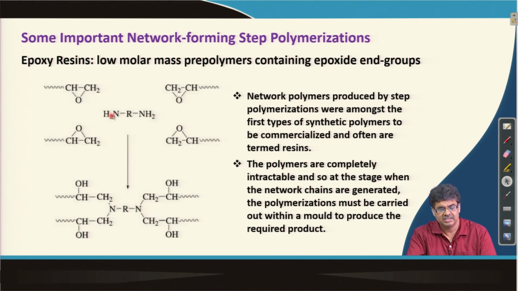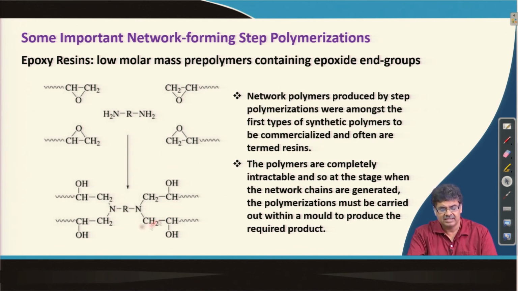Remember, in this case the functionality is 2 plus 2, unlike the reaction of, say, amine with acid where the functionality was 1 plus 1. Because it is reacting with epoxide, it has the capability to form 2 covalent bonds. So, it has a functionality of 2 plus 2, that is 4. So, it can form a network like this.